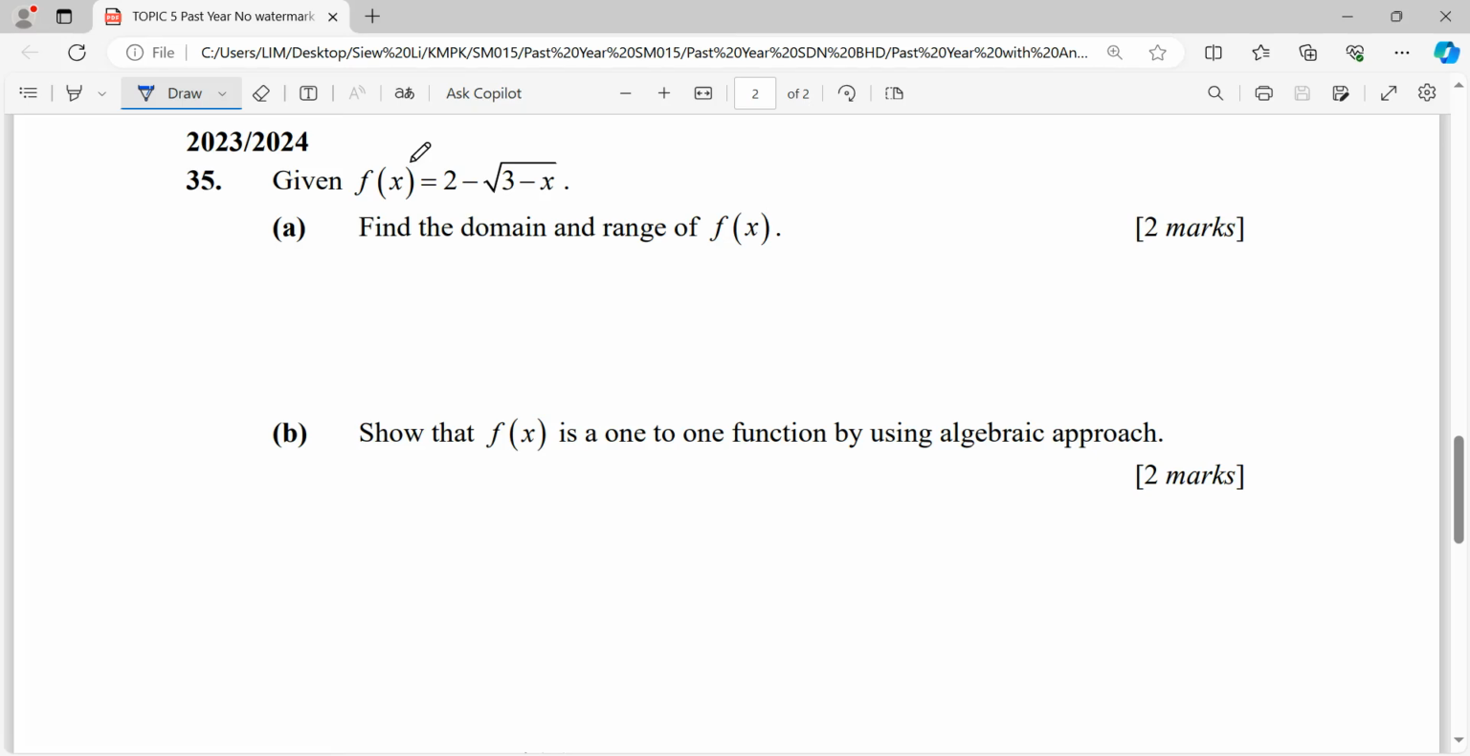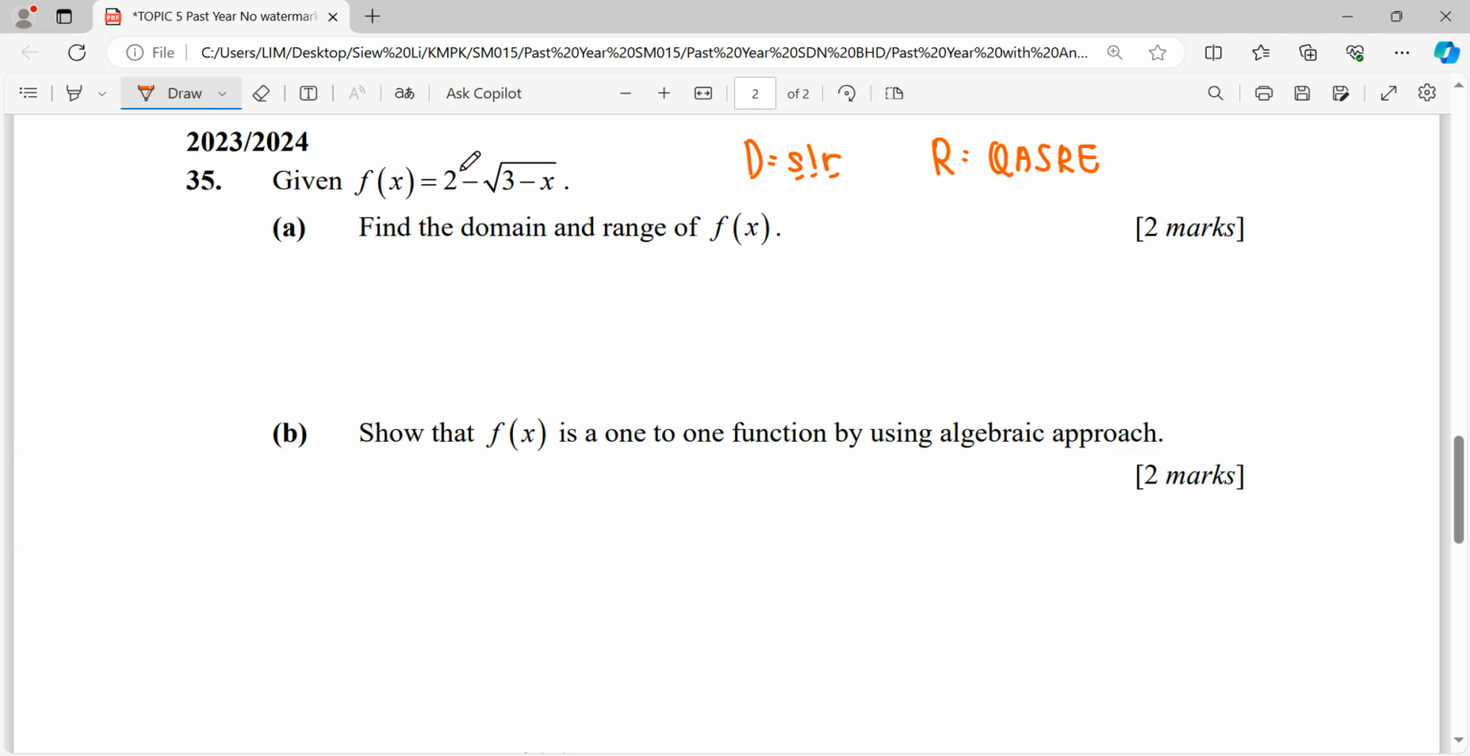For this question, given the function f(x) equals 2 minus square root of 3 minus x. For the first question, find the domain and range of f(x). So to find the domain, our tip will be: for domain we need to consider functions such as square root, log, and rational. For range, we are referring to the graph. So this is a special function we need to work on to find its domain and range.